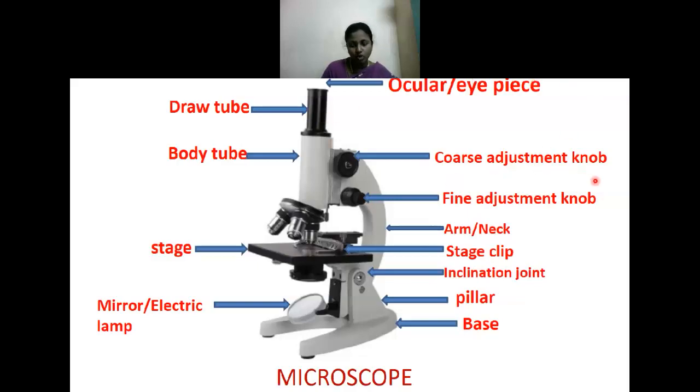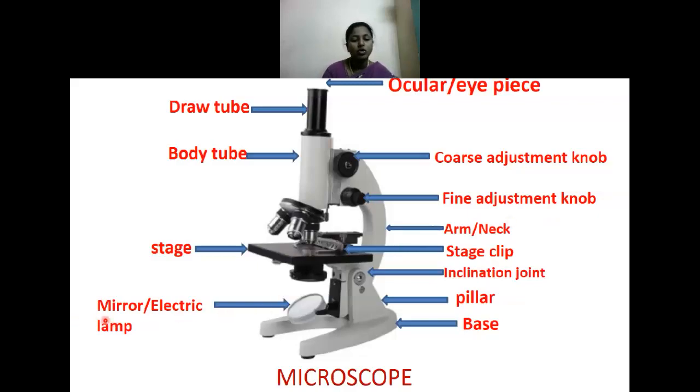Coarse adjustment knob, gear to the body tube which elevates or lowers it when rotated, bringing the object into approximate focus. Fine adjustment knob, a smaller knob for delicate focusing, bringing the object into perfect focus.